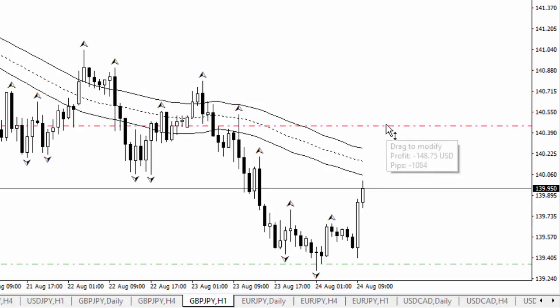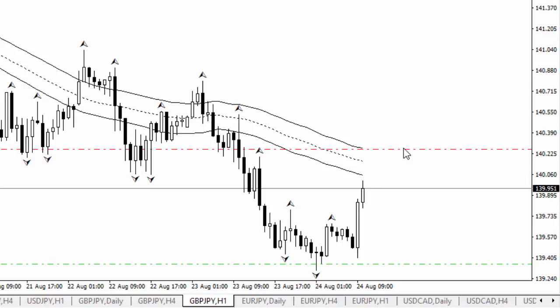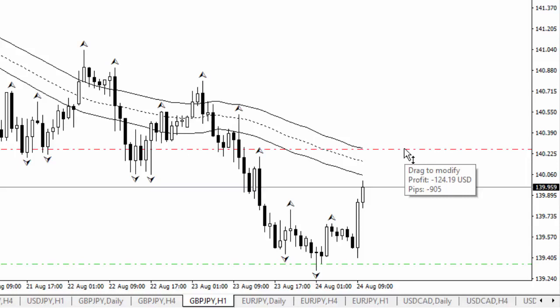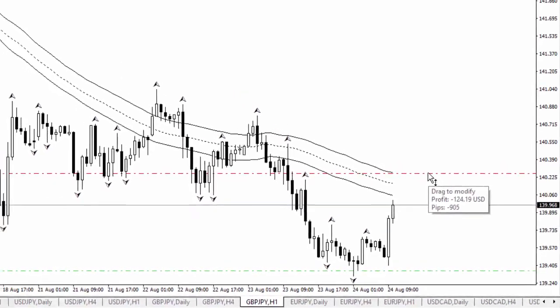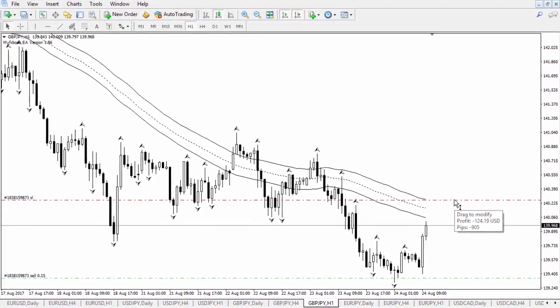At the moment, my risk on this short trading position stands at about minus 108.4 pips, which is equivalent to minus 148 US dollars and 75 cents since I'm only trading 15 mini lots of the GBP JPY currency pair. Now watch this. Moving this short trade stop loss order from its current location to the new price level where it's supposed to be located at has just helped me to cut down my risk on this trading position from minus 108.4 pips to only minus 90.5 pips, which is about minus 124 US dollars and 19 cents at the moment.